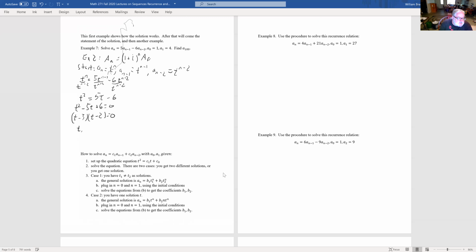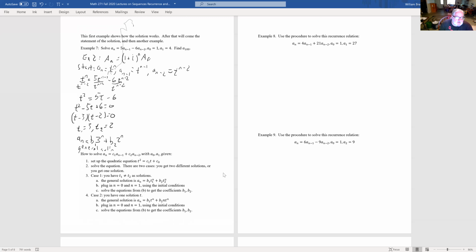So I've got two possible solutions, t1 equals 3, t2 equals 2. If my a_n should be these t's raised to a power, what could a_n be? I need to take into account both of them. So I'll write a_n equals some constant, which I don't know, times 3 to the n, that's this term, plus some constant I don't know, times 2 to the n, that's this term. This thing here is called the general solution, and it's called that because we have not yet used any information about the initial conditions.